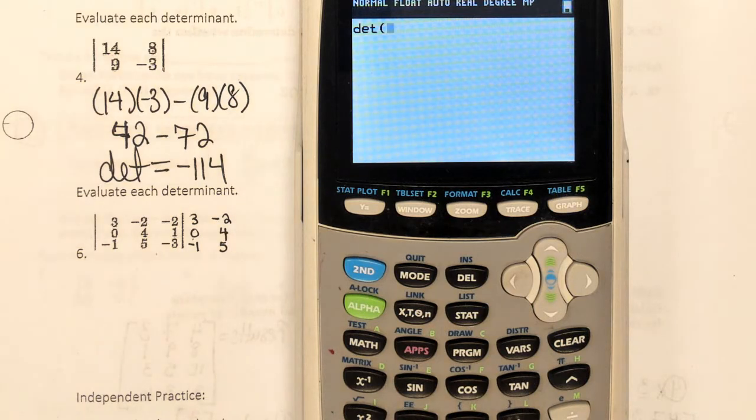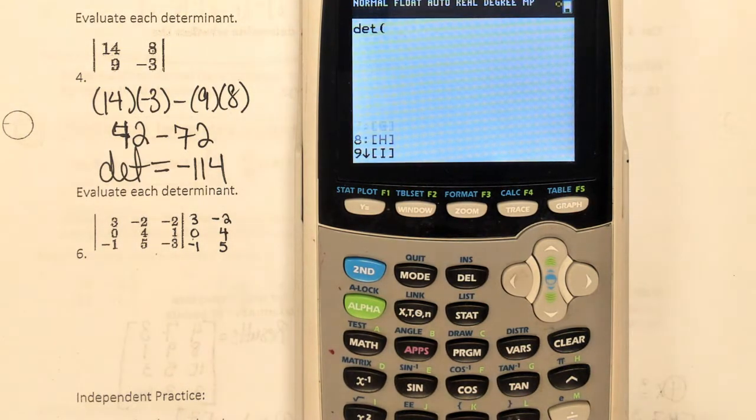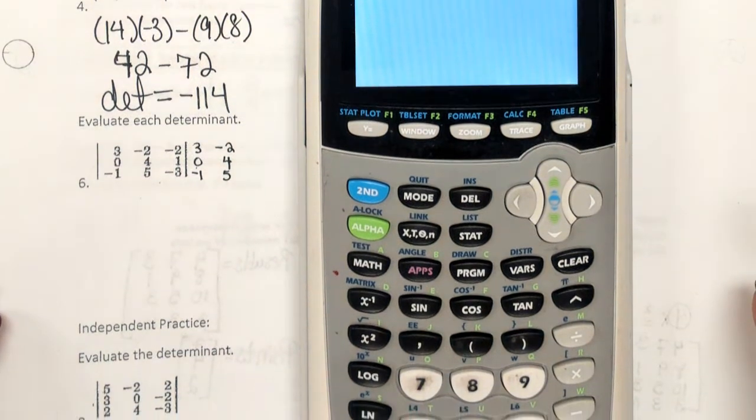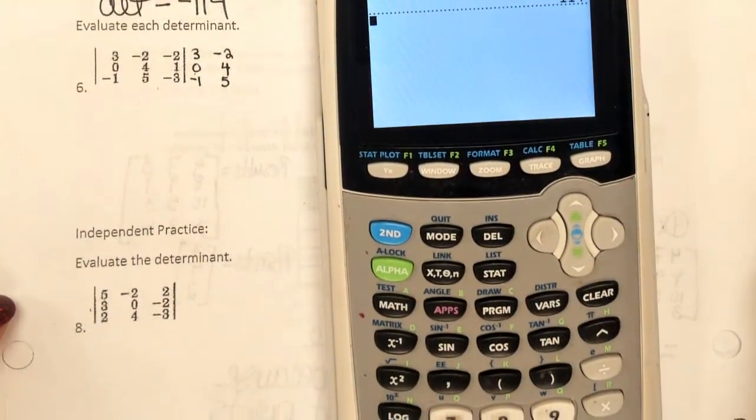And then your calculator's like, hey, what do you want me to find the determinant of? So you have to tell it. Go back to second matrix and hit enter on A. It's a good habit to close your parentheses, but you don't have to. And then you should get negative 114. Anybody having issues with that? All right. Say that again. Negative 114. Yeah. All right, number 6.